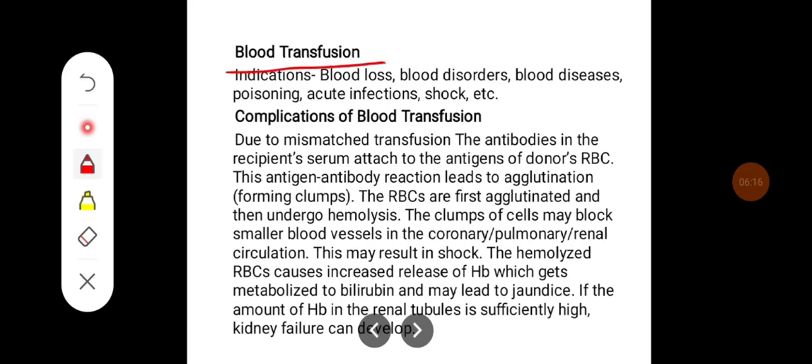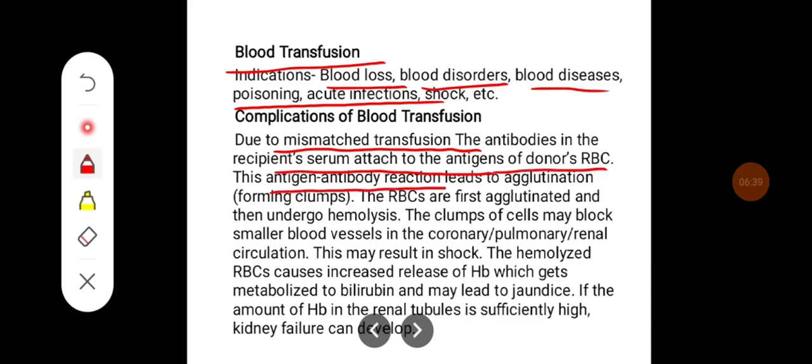Blood transfusion. Some of the indications of blood transfusion are blood loss, blood disorders, blood diseases, poisoning, acute infections and shock. Some of the complications of blood transfusion are due to the mismatched transfusion, where antibodies in the recipient serum attach to the antigens of the donor's RBC. This antigen antibody reaction leads to agglutination, that is, they form clumps. The RBC is first agglutinated and then undergoes hemolysis.